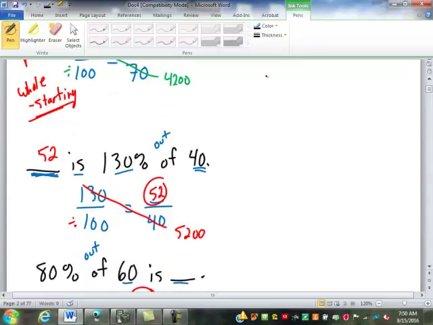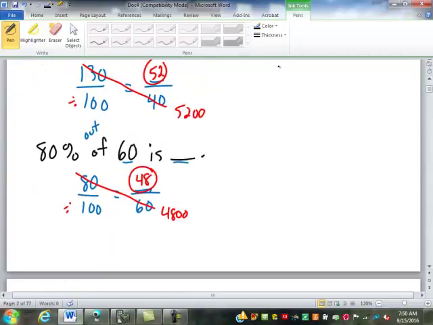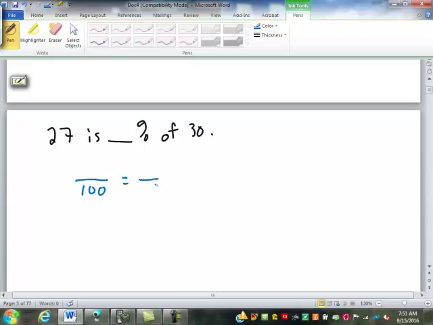So far, the wording was different in each of those, but it was the exact same type of problem. The setup was exactly the same. Let's look at something a little bit different here. $27 is blank percent of 30. Now, I've said we always start with the percent, but here I don't have the percent. I'm still going to start with it, though. I'm just going to put blank over 100.